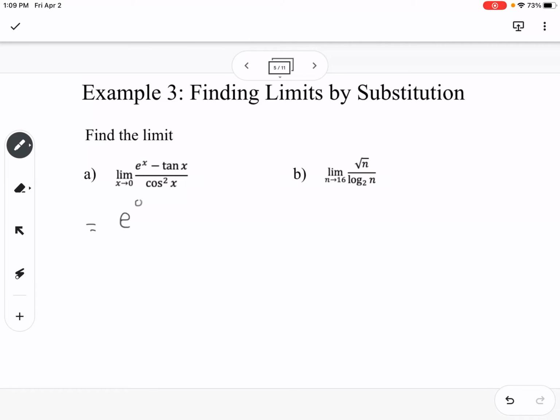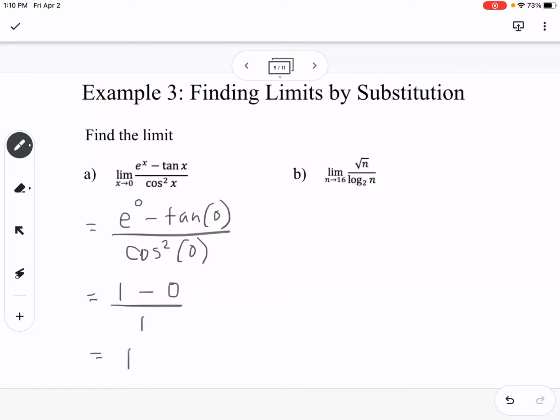e to the 0 minus tangent of 0 over cosine squared of 0. We know that e to the 0 power is just 1. Tangent of 0, if you think 0 degrees, 0 radians, tangent is y over x, so that would be 0 over 1, which is just 0. And then cosine of 0 is 1, and 1 squared is 1. So this would just be 1 over 1, which is 1.